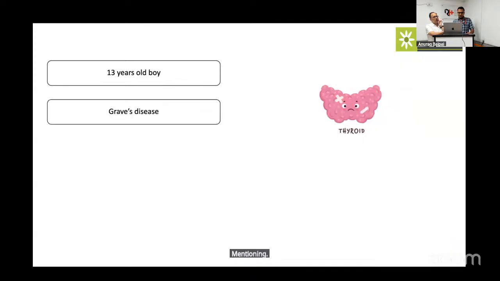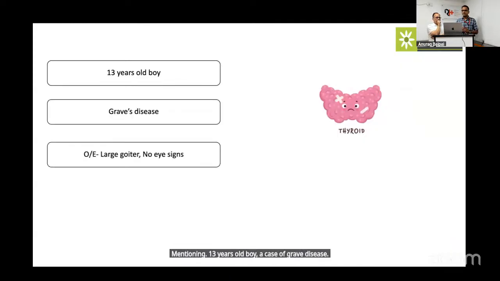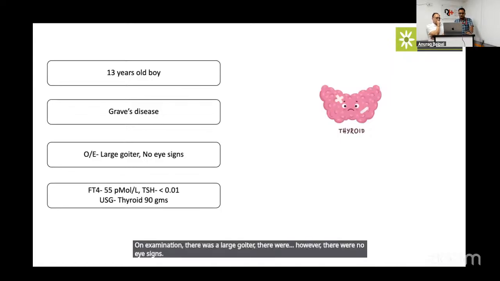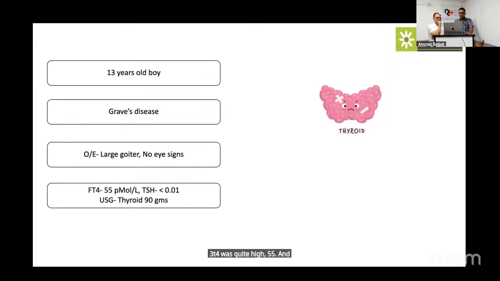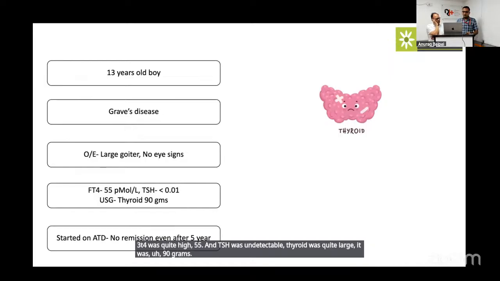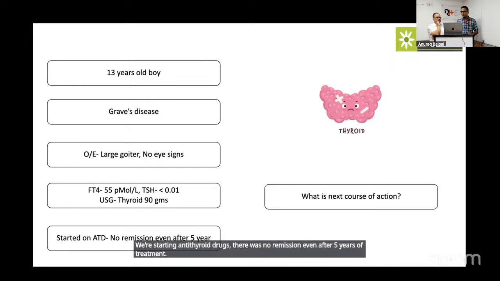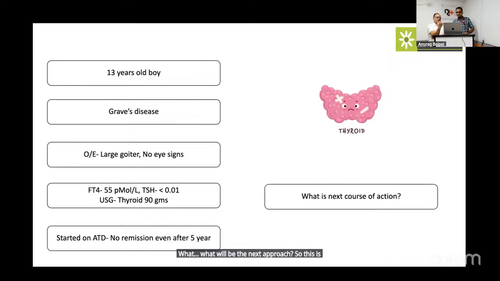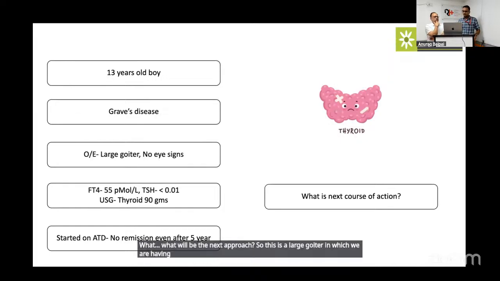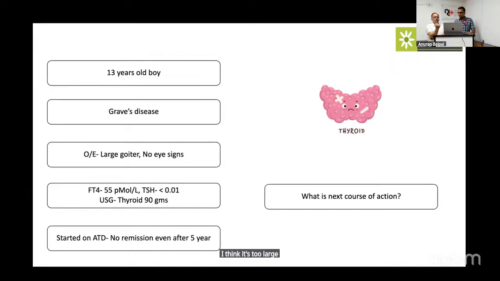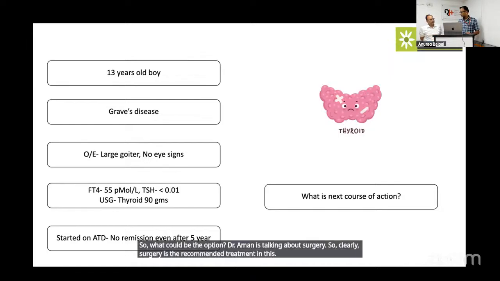13 years old boy, a case of Graves' disease. On examination, there was large goiter. However, there were no eye signs. Free T4 was quite high, 55, and TSH was undetectable. Thyroid was quite large. It was 90 grams. Was started on antithyroid drugs. There was no remission even after 5 years of treatment. What will be the next approach? So this is the large goiter in which we are having persistent thyrotoxicosis. I think it's too large for the drug to work on. So what could be the option? Dr. Iman is talking about surgery. So clearly surgery is the recommended treatment in this scenario.